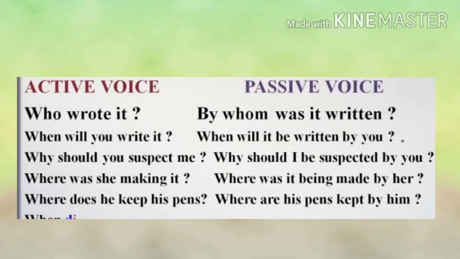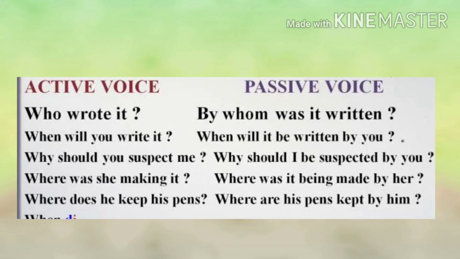The last: if our interrogative sentence starts with who and after who there is the second form of the verb, we will use was or were in the passive voice and in place of who we will use by whom. Look at the answer. By whom was it written? Now look at the second sentence. When will you write it? The tense is future. There is will. In passive voice, we will use be. When will it be written by you?